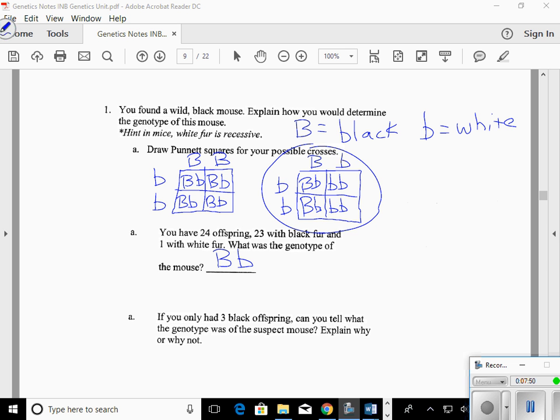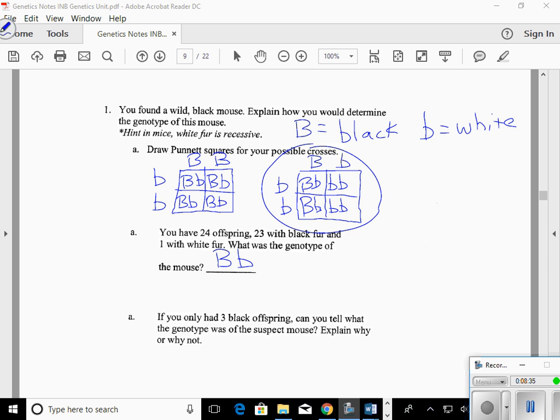Now, here's the next question. If you had only 3 black offspring, can you tell what the genotype of that original mouse was? Would you think that it would be one or the other? I mean, could it be either one? So, could you tell what the genotype was of that original one? No. You probably need more of a sample size than 3 of them.